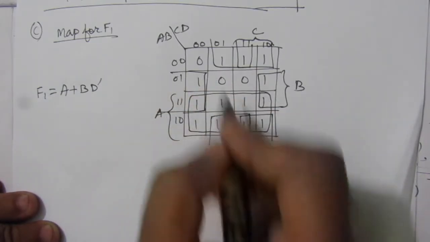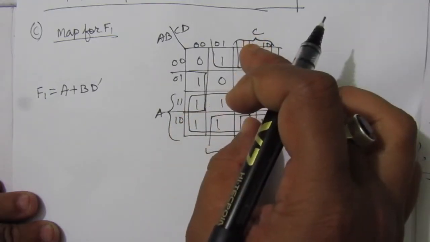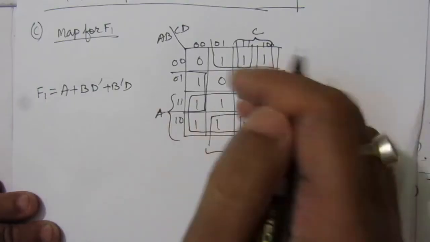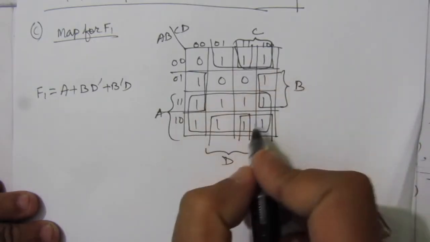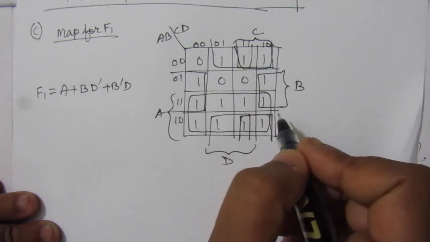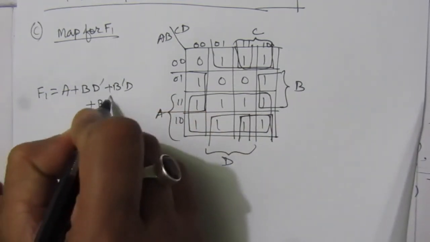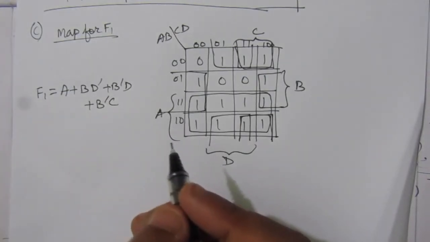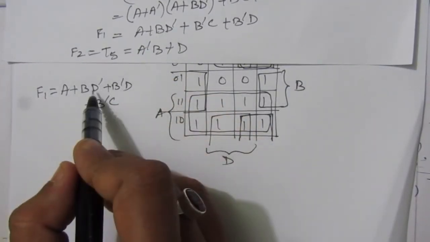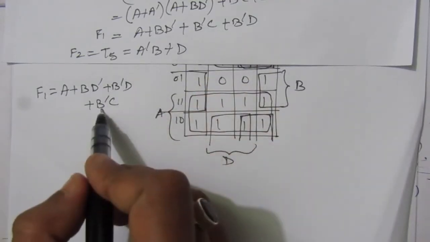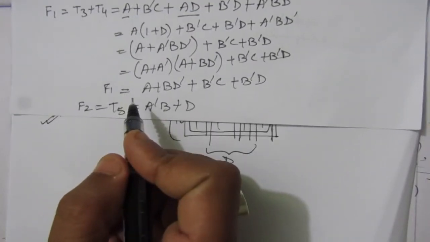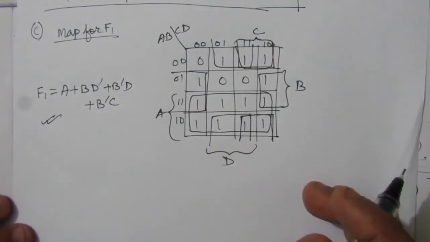From this term, what will we get? We'll get B bar D. And from this combination, we'll get B bar C. So from the first part, if we compare, F1 is A plus B D bar plus B bar C plus B bar D. So we have obtained that the first part Boolean expression for F1 is the same as that obtained from the four variable map.